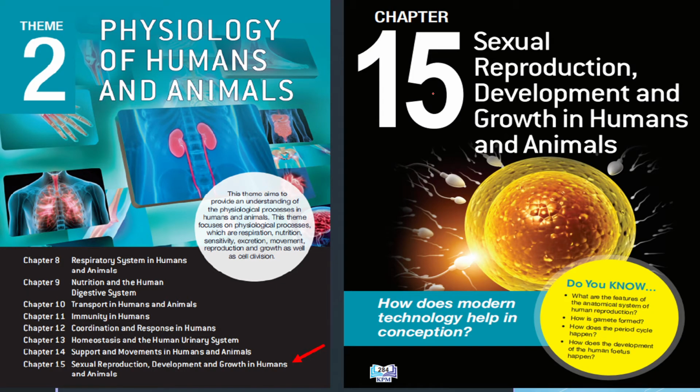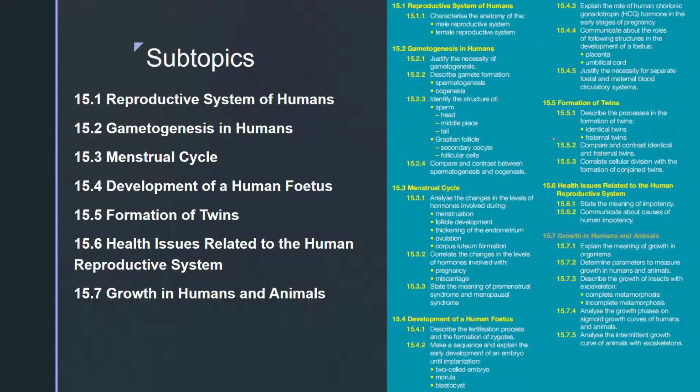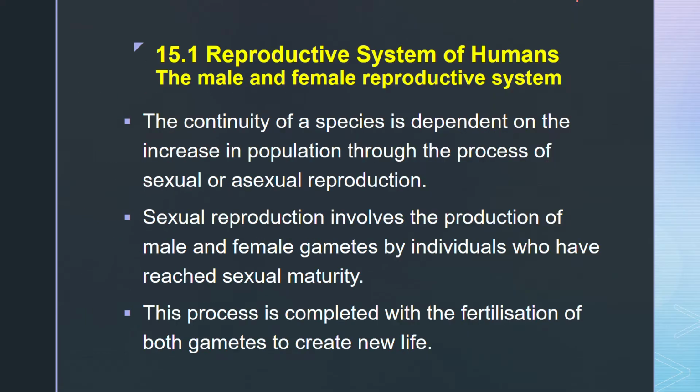Okay, now we have come to the last chapter in Form 4, and that is sexual reproduction, development, and growth in humans and animals. There are altogether 7 subtopics, and we will be focusing on the first one in this video, on the reproductive systems of humans. We will discuss the male and female reproductive system.